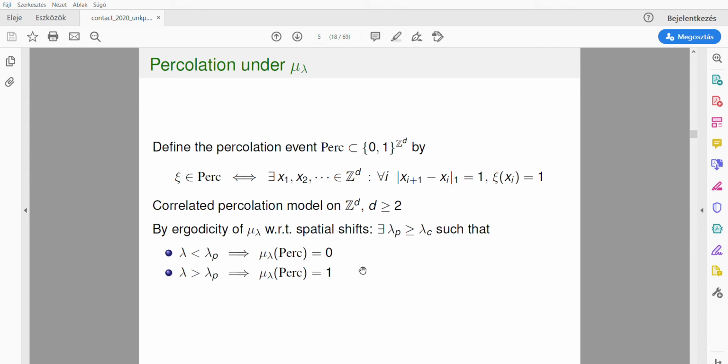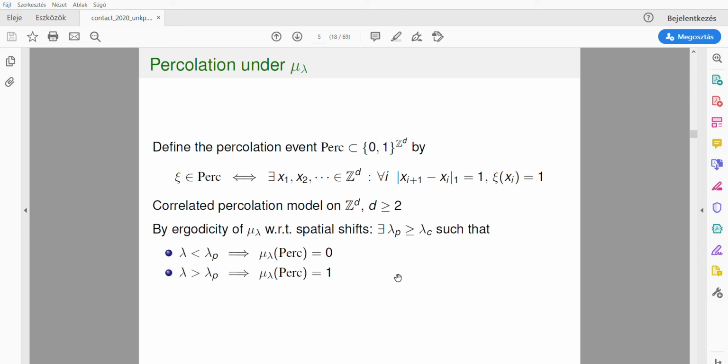Namely, there is going to exist again a critical threshold that I denote by lambda p. This is the percolation threshold, which is different than lambda c. If you remember, lambda c was the lowest value of the infection parameter lambda such that, if lambda is strictly greater than lambda c, then there is a non-trivial upper invariant measure.